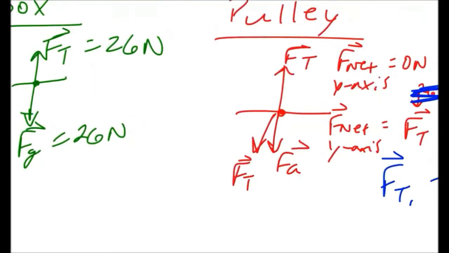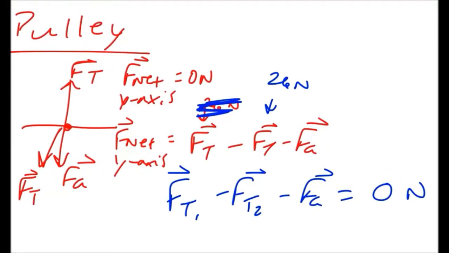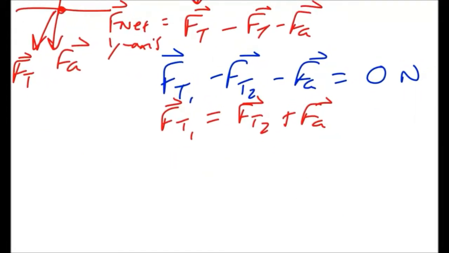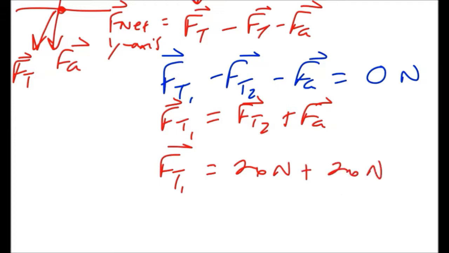Okay, so let's come back over here then. And we can say that we're going to say force of tension 1, because that's the one at the very top, right? Has to be equal to force of tension 2 plus that force applied. And we know that the force of tension 2 and the force applied are both 26 newtons, right? So what's force of tension 1 going to equal?